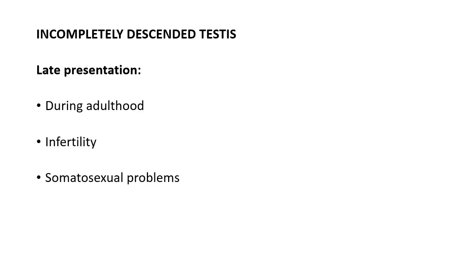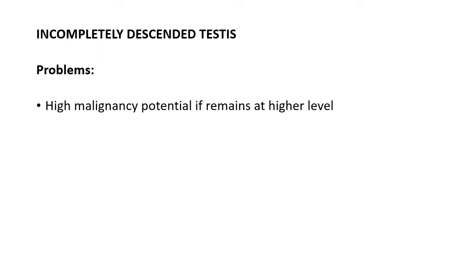If the patient comes late, then the treatment of the undescended or the incompletely descended testis becomes tricky. The patients who are presenting during adulthood present with infertility or with a somatosexual problem. Here are some problems to consider. High malignancy potential, because if the testis remains at a higher level, there are chances of conversion to malignancy. For inguinal testis it is 1 in 80, for abdominal testis it is 1 in 20. So that is a problem you must consider.